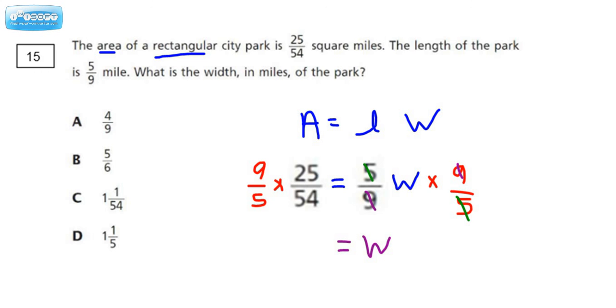Take advantage of your cross-reducing. We can divide both of these by 9. Divide that by 9, we get 1. Divide this by 9, we get 6. And over here, we can divide both of those by 5. Divide by 5 and get 1. And divide by 5 and get 5.